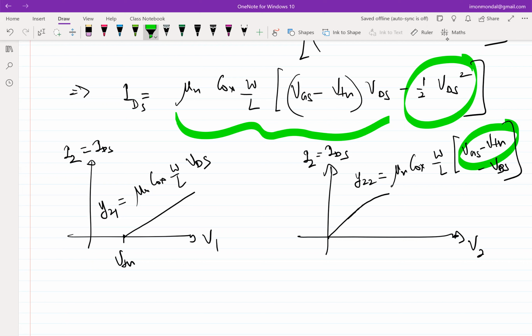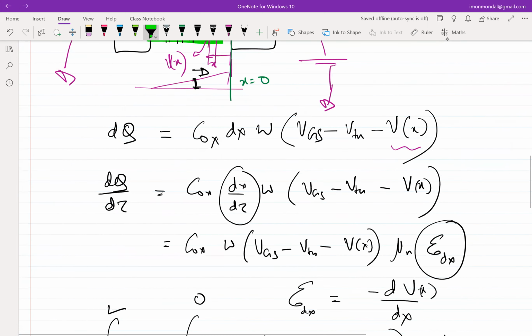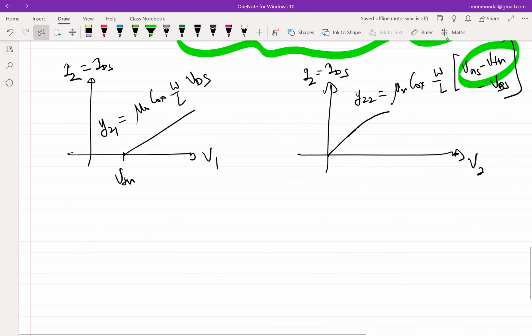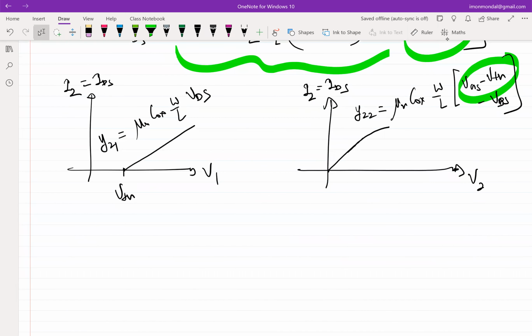Yes. You differentiate with respect to V2, right? V2 was what? V2 was VDS, right? VDS. Right? V2 was VDS. Okay. So far so good.